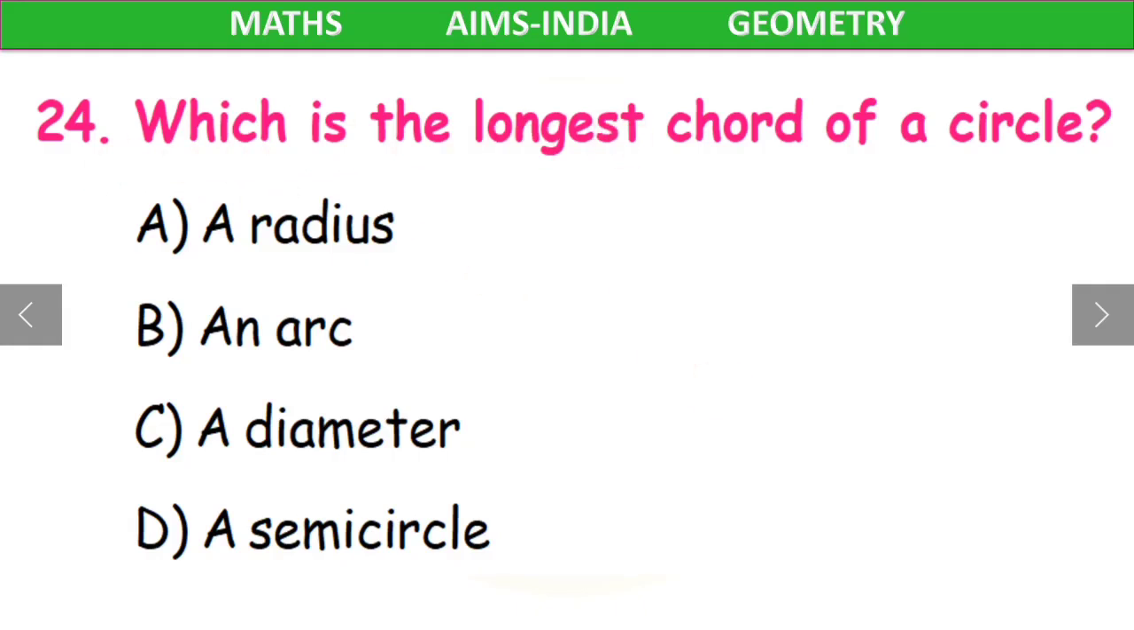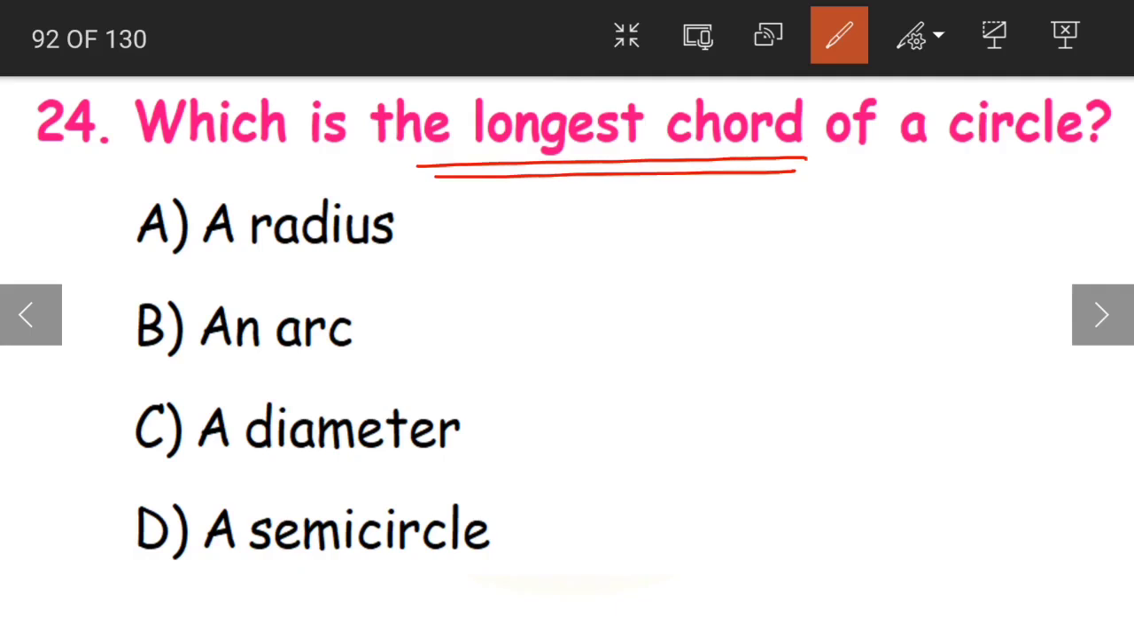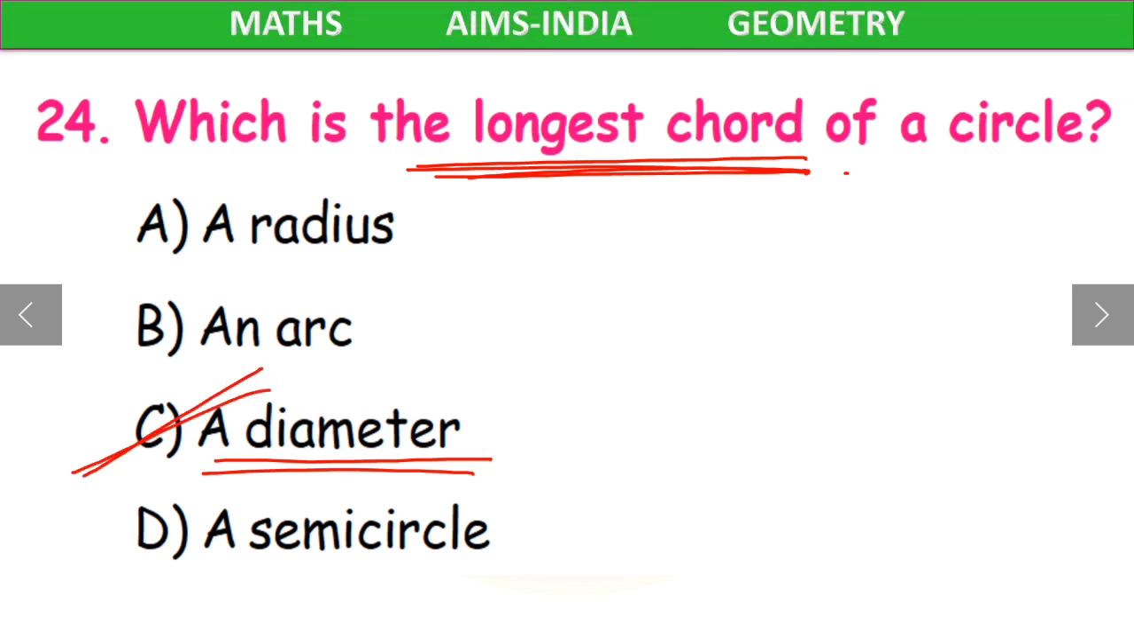Question 24. Which is the longest chord of the circle? We've already discussed. What is this? The longest chord of the circle is always a diameter. That is option C. Yes.